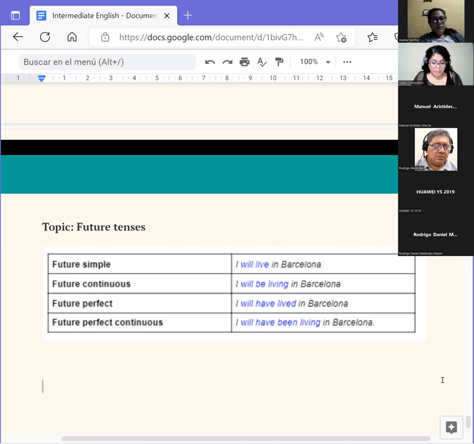So just like the past and present tense, there is more than one future tense in English that we see on the screen. These change depending on the function and what we want to say. We're going to look at four future tenses: the future simple, the future continuous, the future perfect, and the future perfect continuous. And we're going to learn how and when to use them.